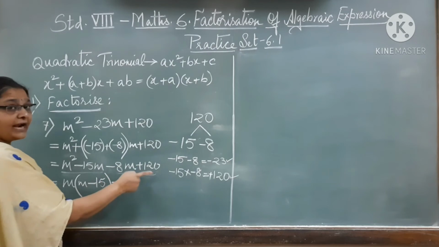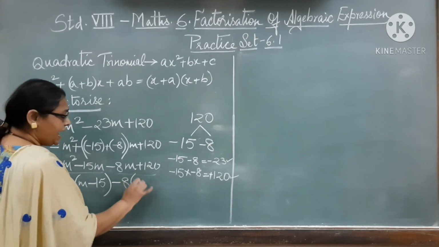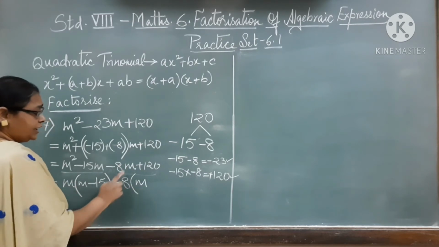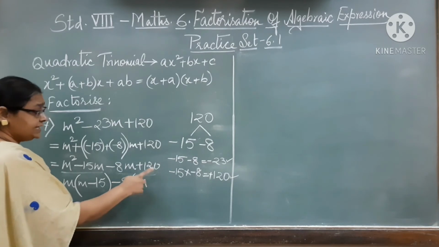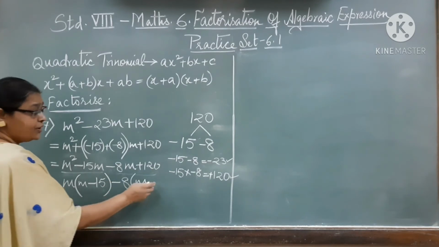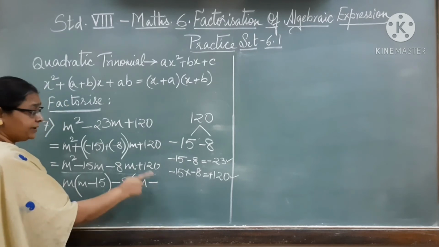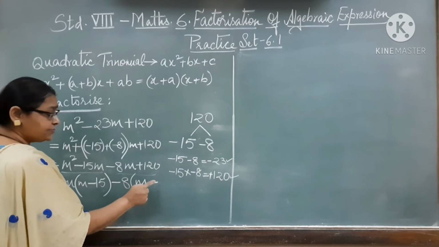8 and 120 are multiples. So let me take 8 into M. 8 is minus 8M. Now I have to write plus 120 in such a way that minus into minus, when like terms are multiplied, becomes plus. So minus into minus is plus. So I can use minus.